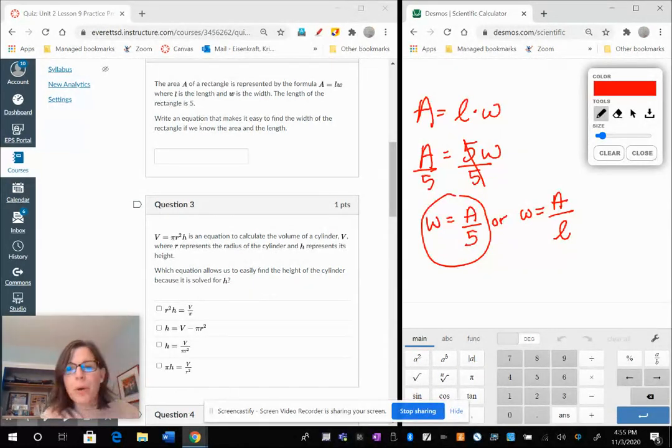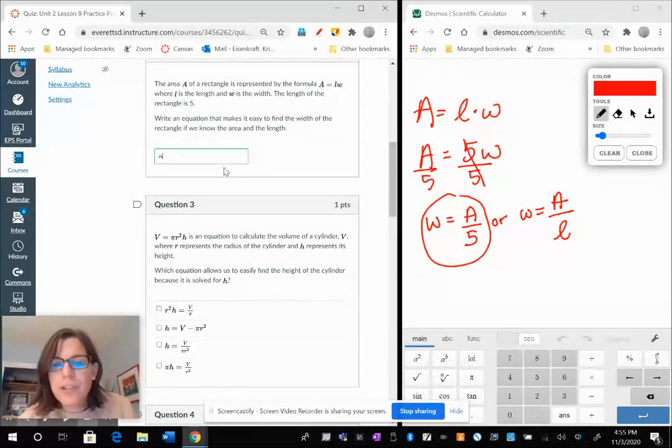Oh, it has both. Awesome. Okay, I'm going to use A divided by 5. I didn't catch that at first, that it gave you. Use capital A divided by 5. Okay. All right.